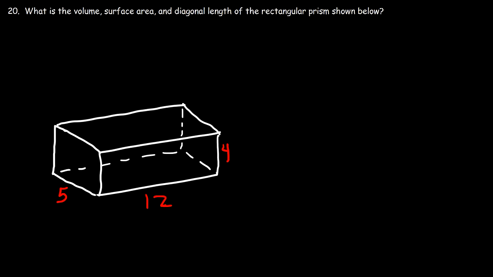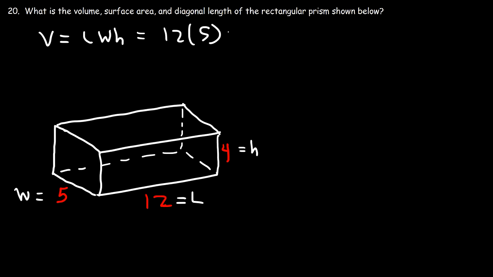Number 20. What is the volume, surface area, and diagonal length of the rectangular prism shown below? So we have the length, which is 12. The width of the rectangular prism is 5, and the height is 4. To calculate the volume is simply length times width times height. So it's going to be 12 times 5 times 4. Now 12 times 5 is 60. 60 times 4 is 240. So it's going to be 240 cubic units, or units cube.